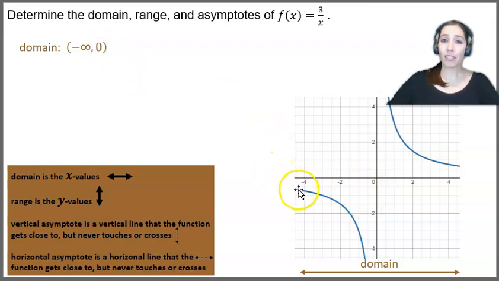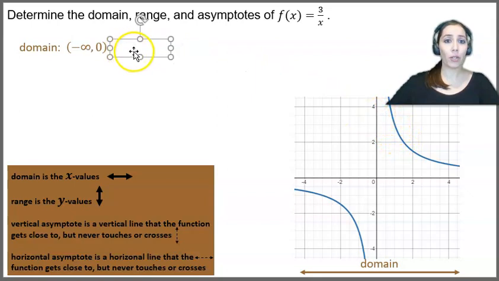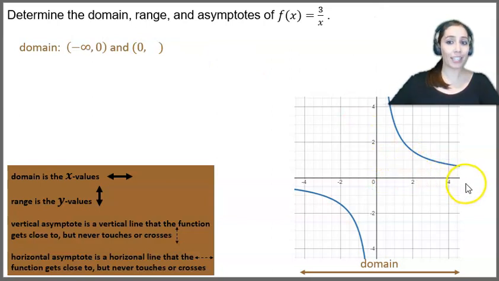But we're not just finished with our domain, because if you look on this side of the axis, you will see that as you go to the left, your function gets closer and closer to the x value 0. So we also have another part of our domain. And as we go to infinity on our x-axis, our function also goes to infinity as an x value. So our domain is negative infinity, 0, and 0, infinity.